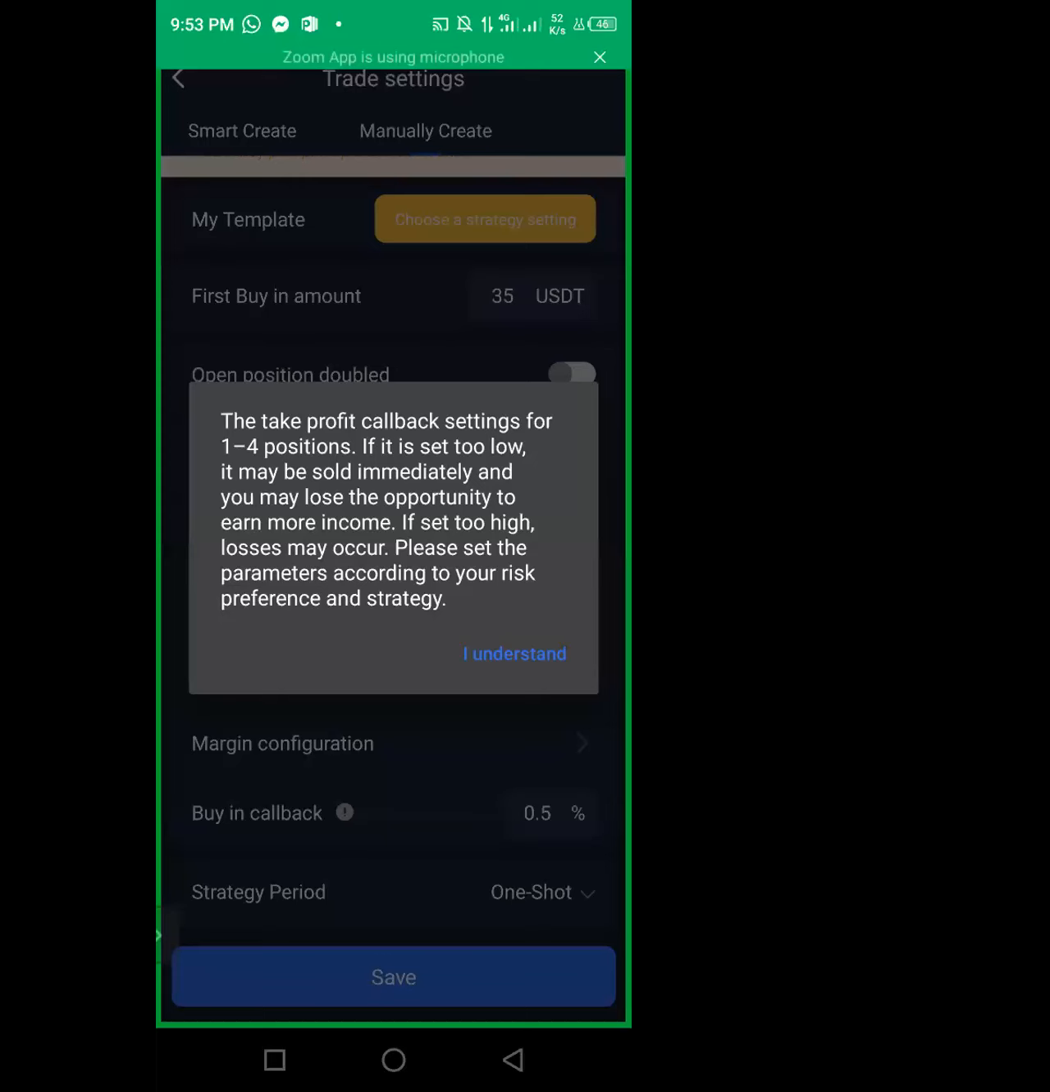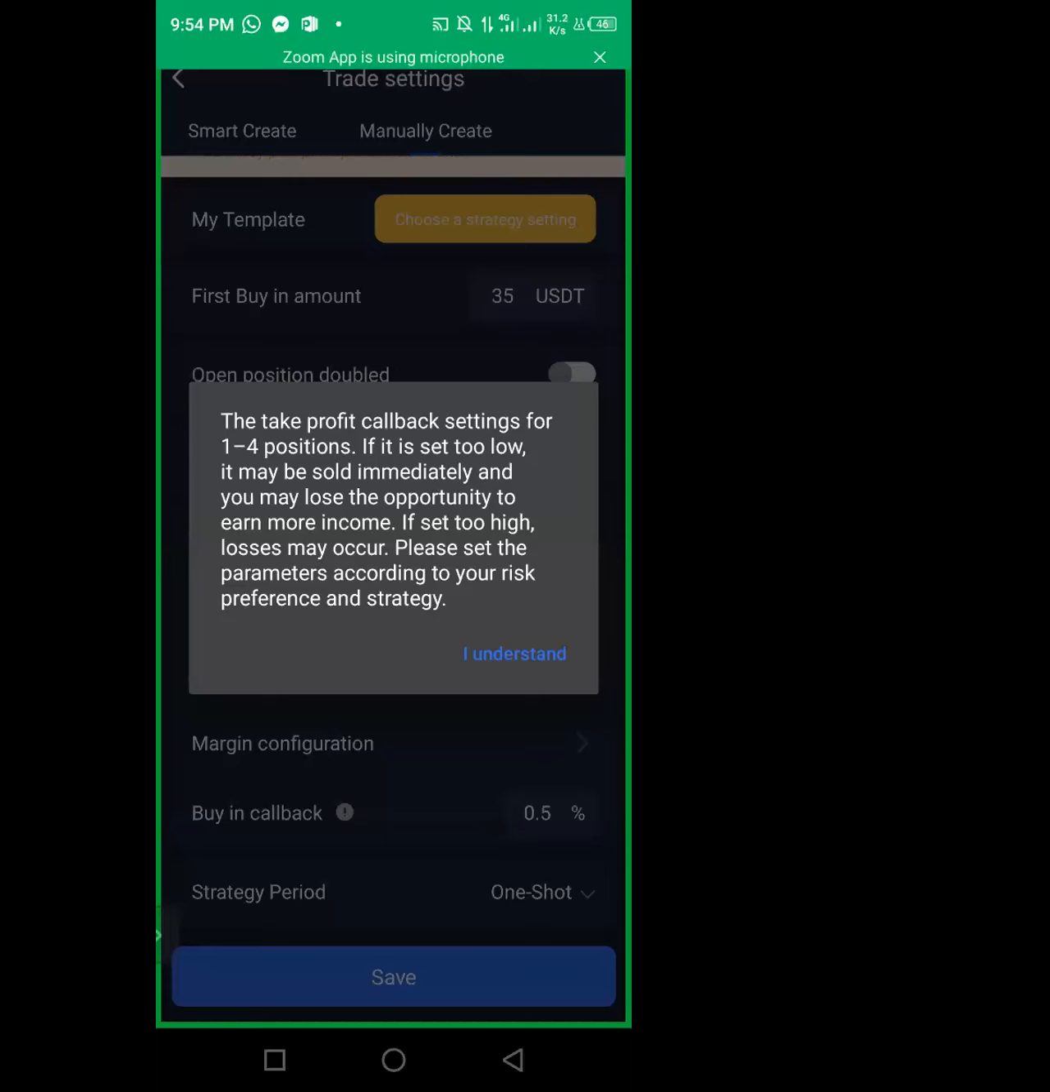This callback works for margin 1 to 4 and the first buy amount. It sees your first buy amount plus margin 1 to 4 as 1. Okay, so if it is set too low, it may be sold immediately and you may lose the opportunity of earning more income. If it is set too high, losses may occur. That is, your profit might reduce. That is what it means by losses.